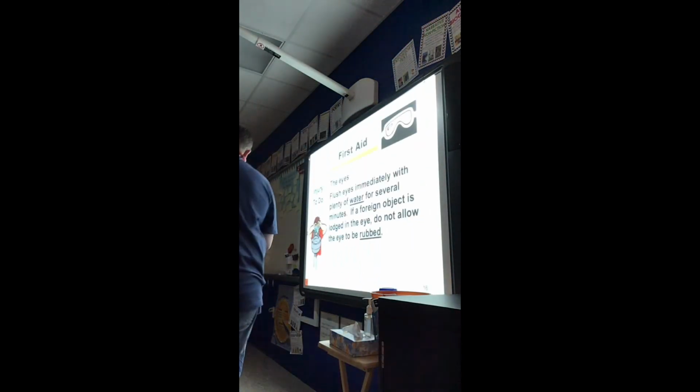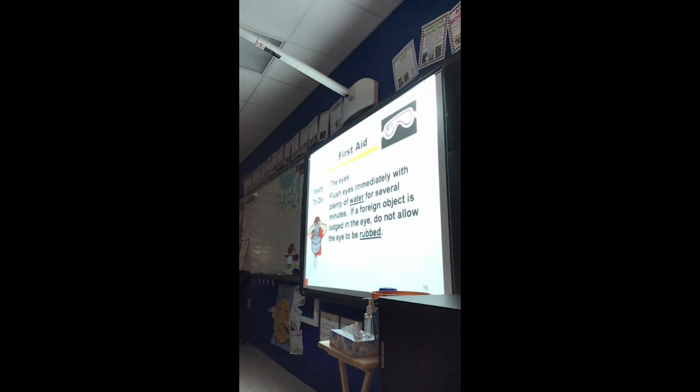And the last one, the eyes. If you get a chemical in your eye, or if you get a foreign object, and when I say a foreign object, something that doesn't belong in your eye, the first thing you should do is try to rinse it out with water. Now, you have a natural reaction to close your eyes when water comes in front of you, right? So you might need to do one eye at a time, hold your eyelid open, and splash water in to get whatever's in it out.